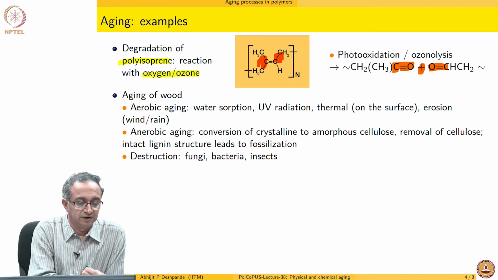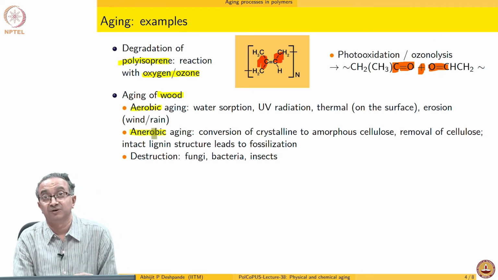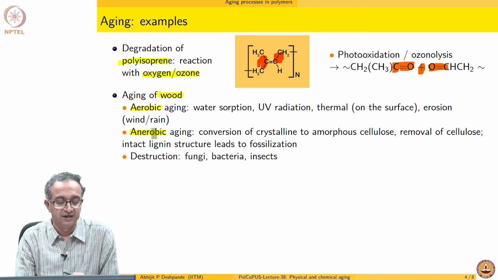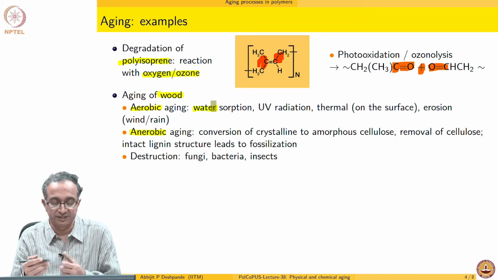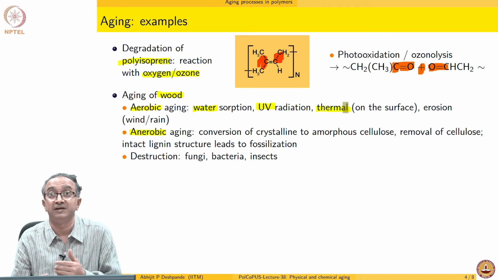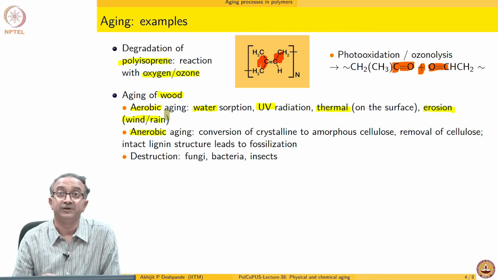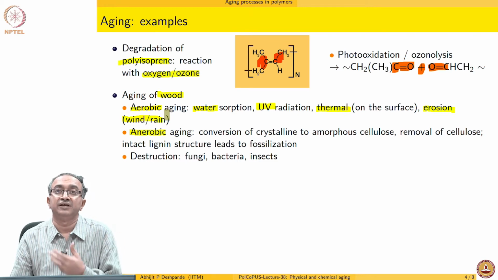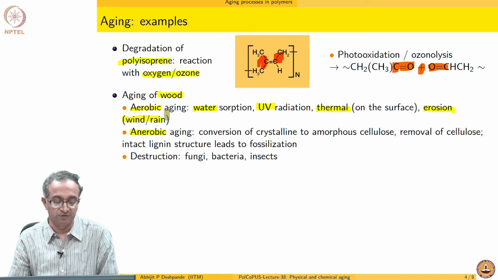If you look at another example of aging, let us say in the case of wood, we can have aging in the presence of oxygen or air and in its absence. Whenever we have aerobic aging, important components are water sorption, UV radiation, and temperatures that may vary whenever it is exposed. There may also be mechanical erosion from water running off the material, or wind and dust particles impinging on the surface. So, all these processes can influence the aging of wood.